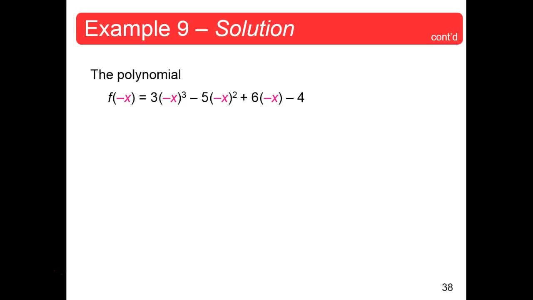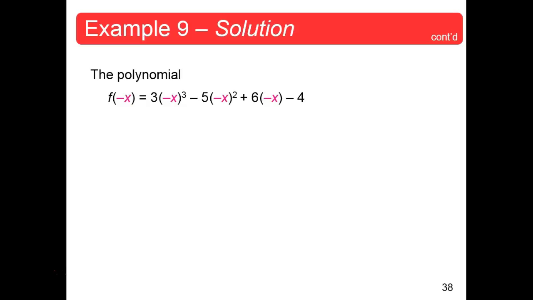Next thing we did was plug in minus x instead of x, f of minus x. So we do 3 times minus x cubed, minus 5 times minus x squared, plus 6 times minus x, minus 4. If you want to do all this, you can. Minus raised to the third power is negative. Negative raised to the second power is positive, but you already had a negative, so it's negative. And then minus times plus is minus, then a minus.